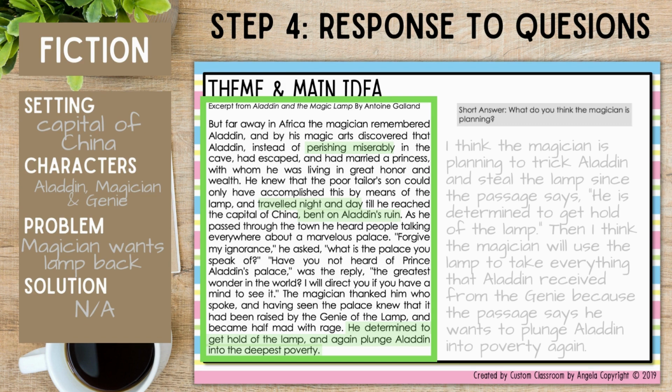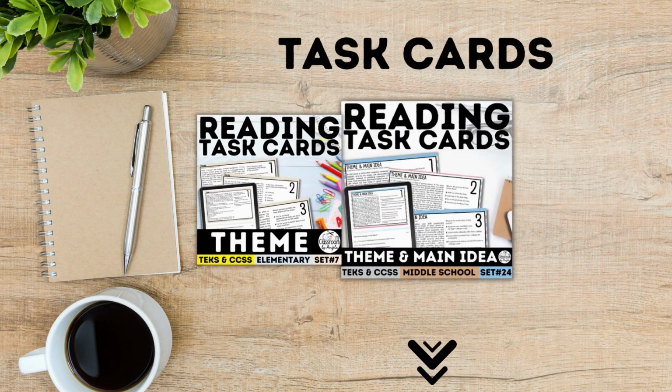I think the magician is planning to trick Aladdin and steal the lamp, since the passage says he is determined to get hold of the lamp. Then I think the magician will use the lamp to take everything that Aladdin received from the genie, because the passage says he wants to plunge Aladdin into deep poverty again. So this is a possible answer for students. They might word it a little bit differently or use different clues, but the big idea here is that they're going back and using specific text evidence to prove their answer choice.